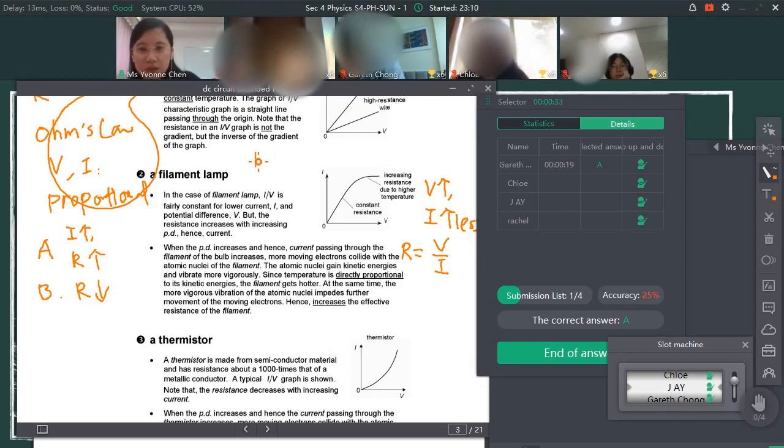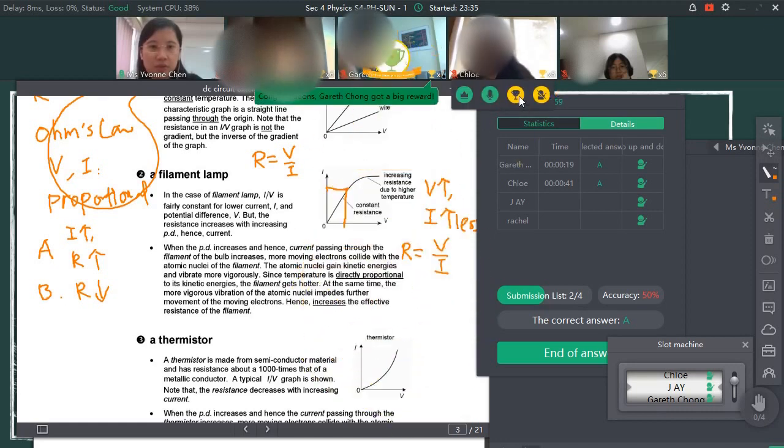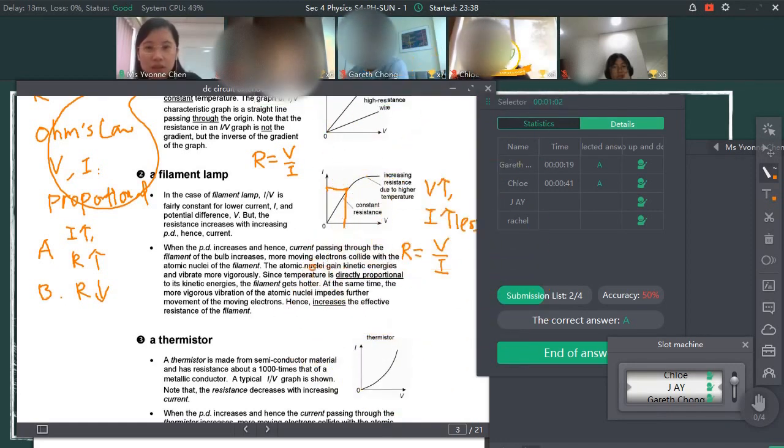Okay. R equals V divided by I. There's one part which is constant resistance. I think up to here is constant resistance. Then after that, you see the graph increase in this way. Thank you, Chloe, for your answer. Very good, Gareth, very good, Chloe. Then, do you see as the current increases, voltage increases, the gradient of the graph decreases? So it actually shows increasing resistance due to higher temperature.